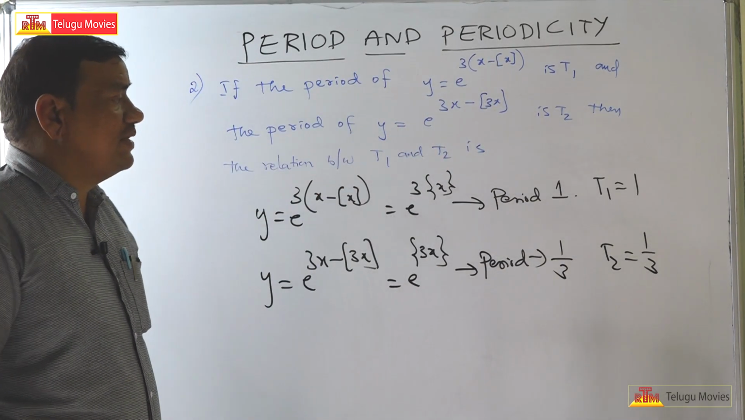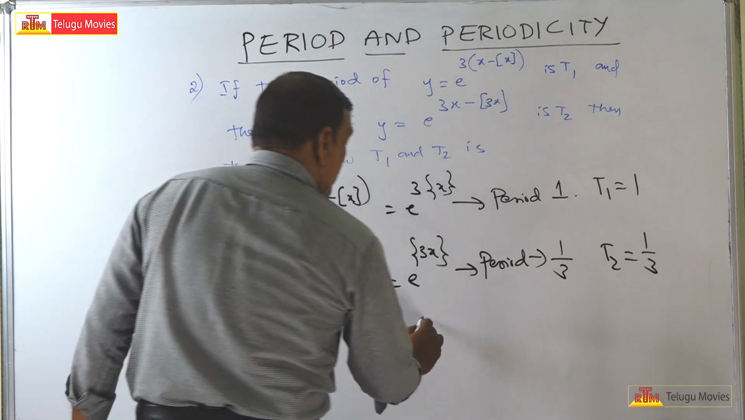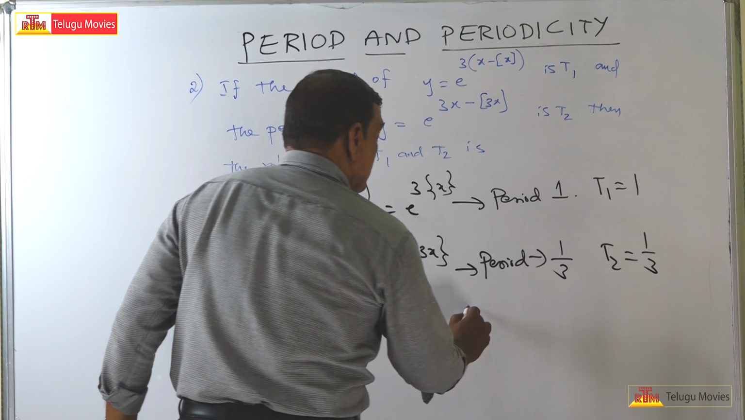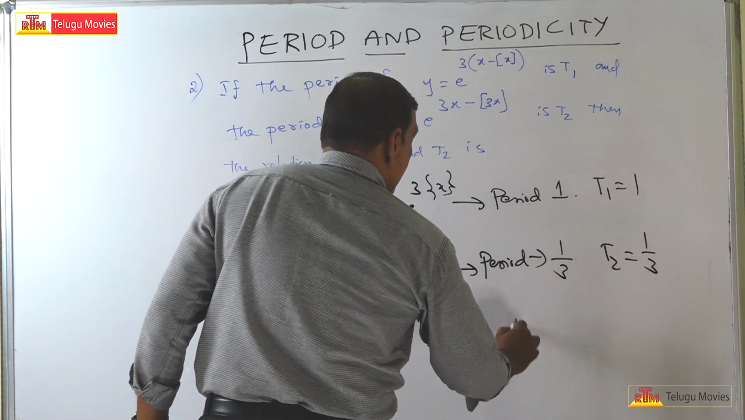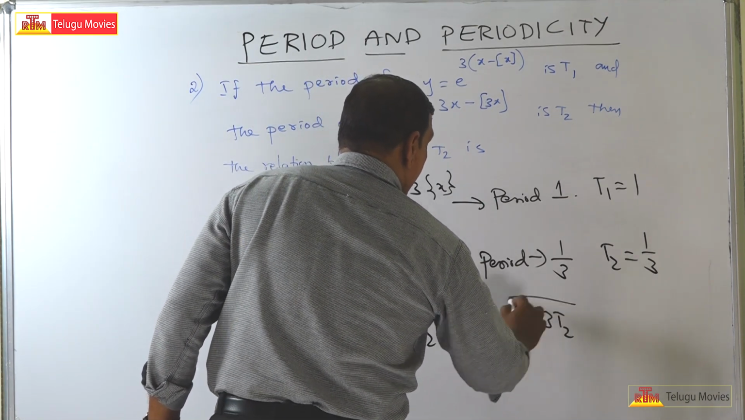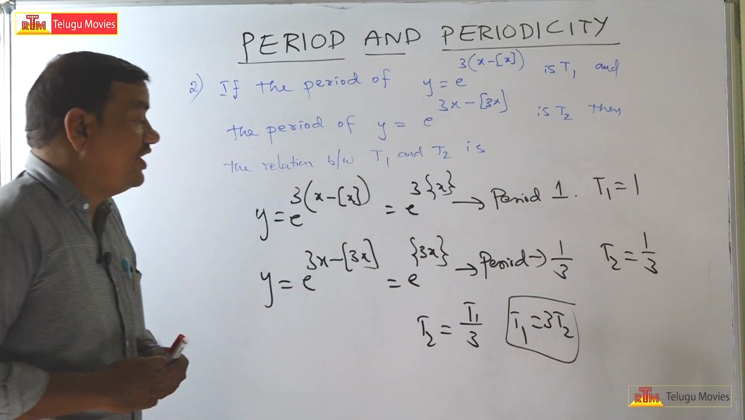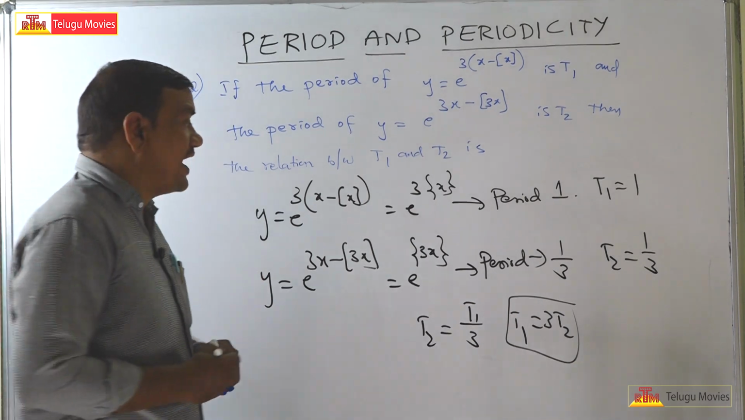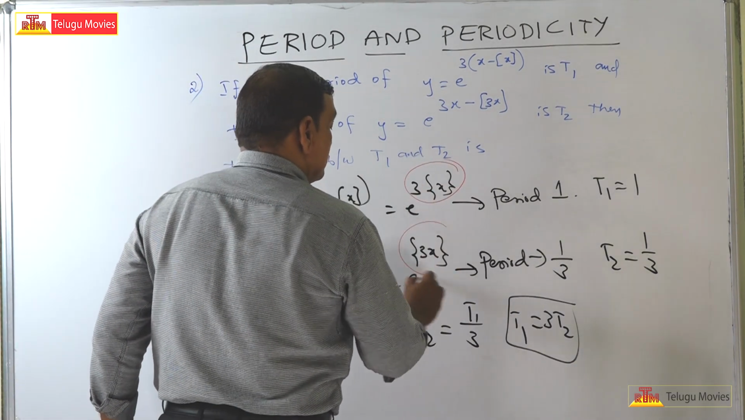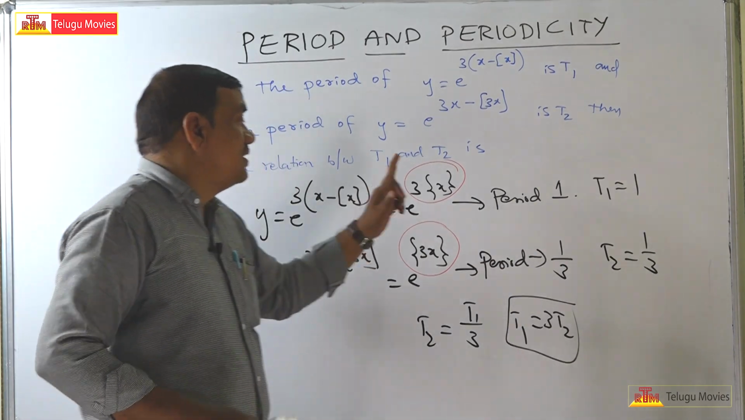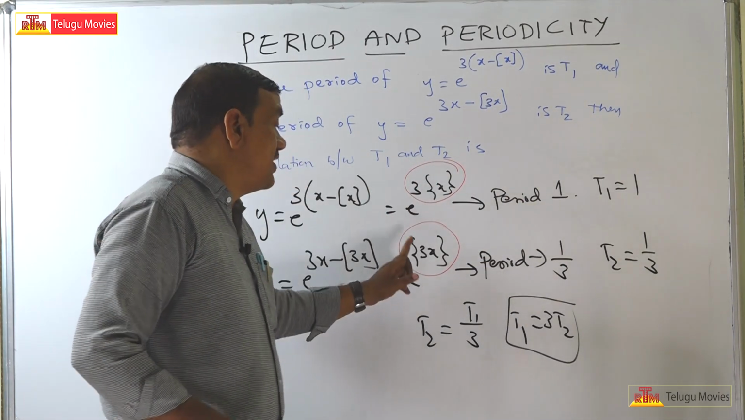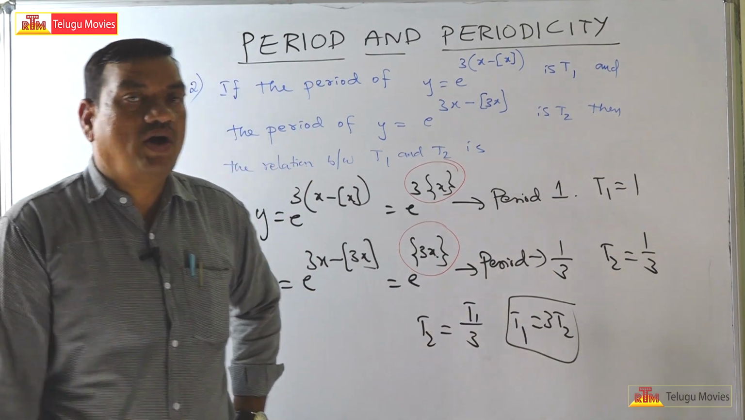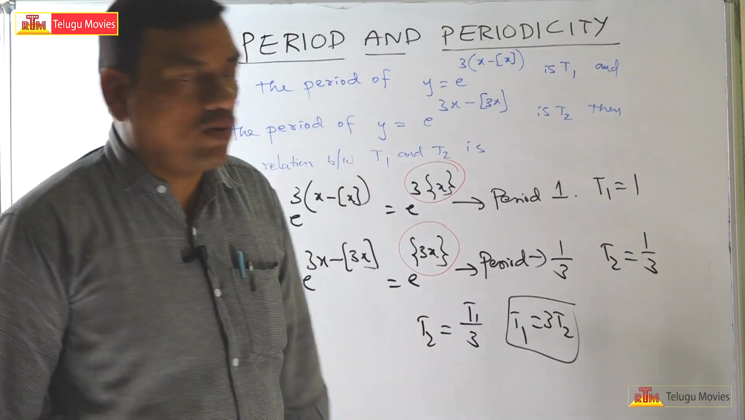So what conclusion will we get? T2 is equal to, in place of 1, can I write T1? So that is T1 by 3. Therefore T1 is equal to 3T2. That is the relation between T1 and T2. I hope you catch this point. For this, the period is 1. For this, the period is 1 by 3. Why? The x coefficient is 3. I hope you understand this solution. Let us go for the next problem.